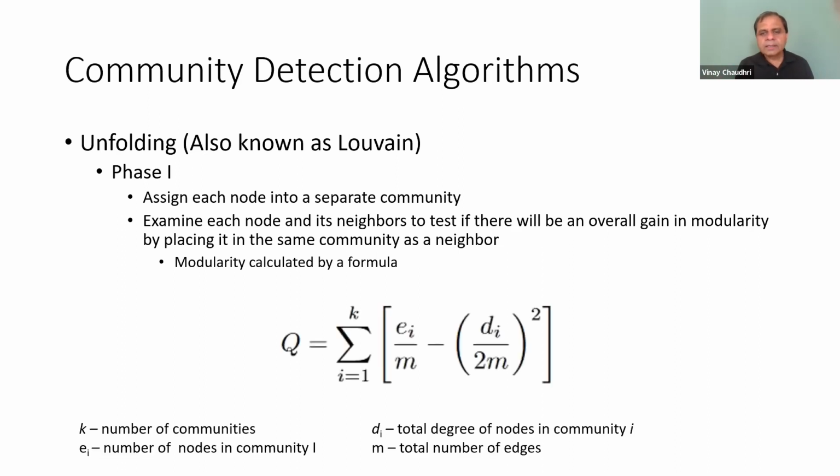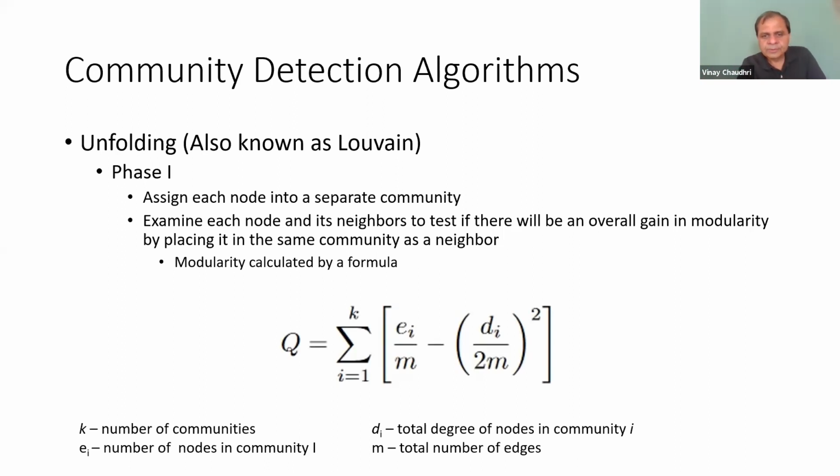And there are many different ways of defining what the overall modularity score would be if we make the change. But here's one sample formula that I'm showing, which is used for calculating the overall modularity of the graph. We can briefly look at how this expression is computed. So we have k communities. So we are computing the modularity score for each community, and we are adding them up.